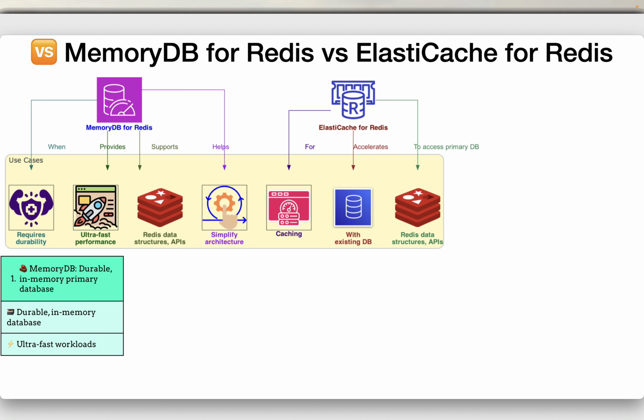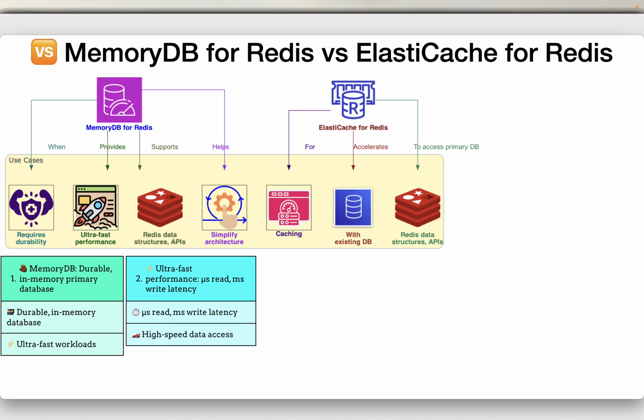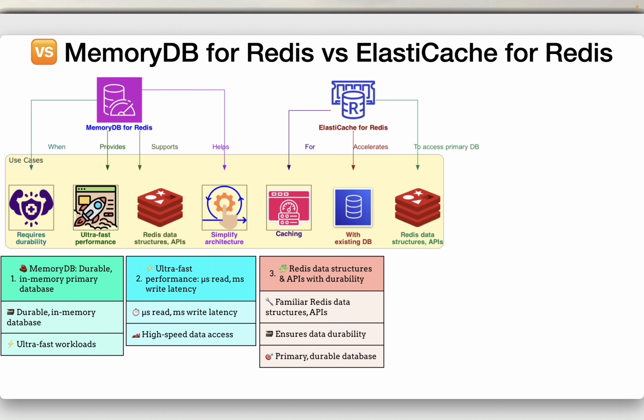MemoryDB for Redis is designed as a durable in-memory database for workloads requiring an ultra-fast primary database solution. So it works as a primary database and is highly durable. MemoryDB provides microsecond read and single-digit millisecond write latency, making it suitable for applications demanding high-speed data access. MemoryDB allows you to build applications using familiar Redis data structures and APIs while ensuring data durability, making it a good fit for use cases requiring a primary durable database. So the important keyword for MemoryDB is that it's a primary database.